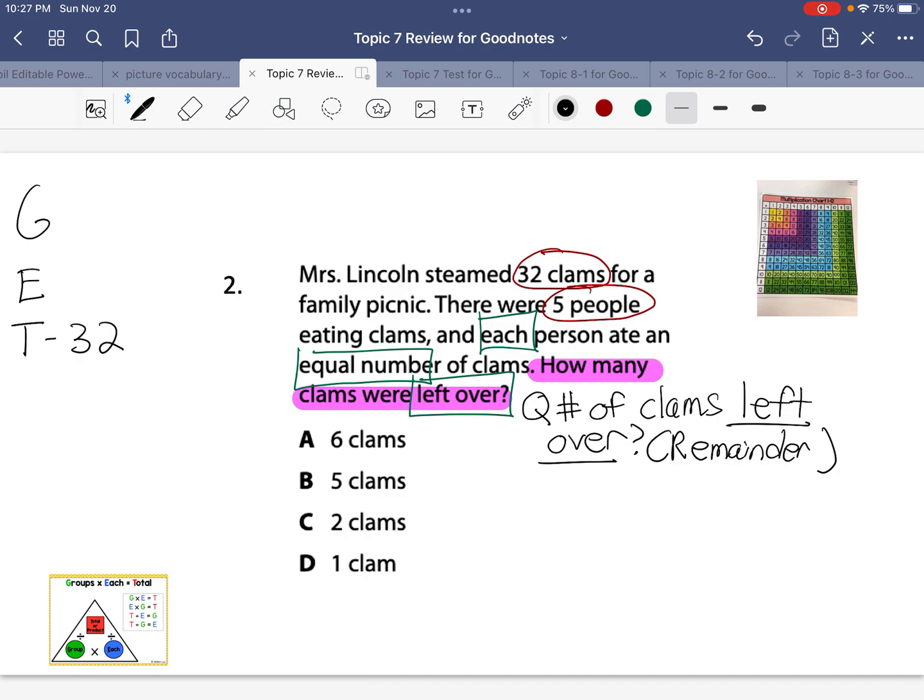Okay. My each, well, let me read my problem carefully. There were 5 people eating clams, and each person ate an equal number of clams. Which means I don't know my each then. I don't know how many clams each person ate, but I do know that there were 5 people. So the 5 people are going to be my groups. Again, I know my total, I know my groups, but I'm looking for my each. I'm going to divide.